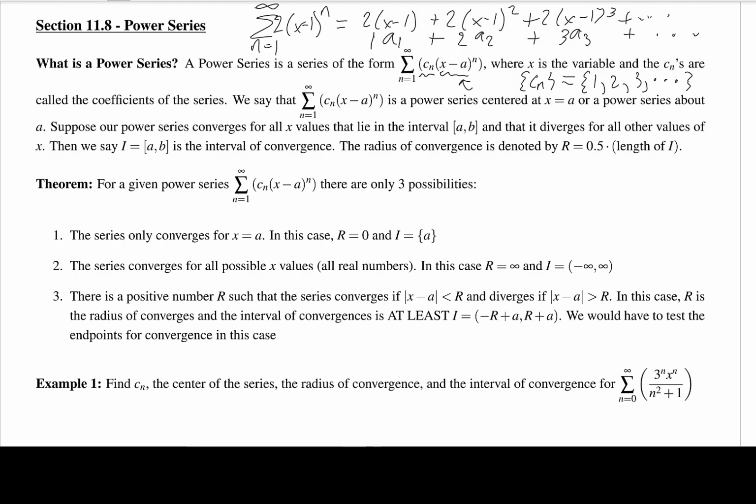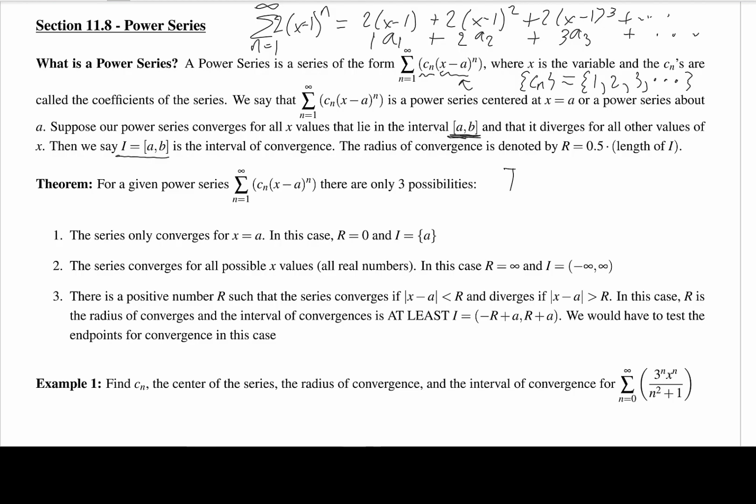So suppose our power series converges for all x values that lie in this interval right here, and that it diverges for all other values of x. Then we say that I equals a comma b, this interval. We say that I is the interval of convergence. So the interval of convergence is just going to be this interval where our power series converges. The radius of convergence is going to be whatever the length of I is.